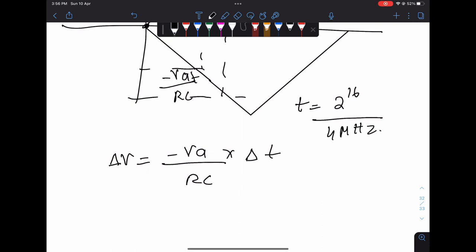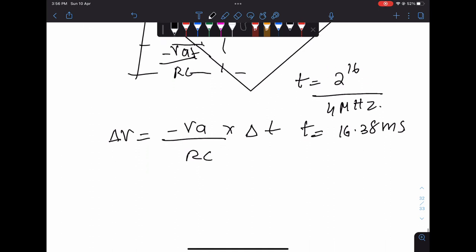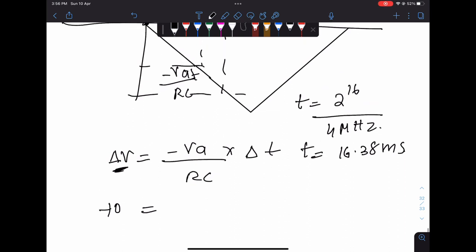So for counting 2 to the power 16, how much time is required? 2 to the power 16 into time period, that is 2 to the power 16 into 1 by frequency, that is nothing but 16.38 millisecond. So the counter requires 16.38 millisecond to count from 0 to 2 to the power 16. That much time is required. So when it reaches 2 to the power 16, the output is nothing but minus 10.